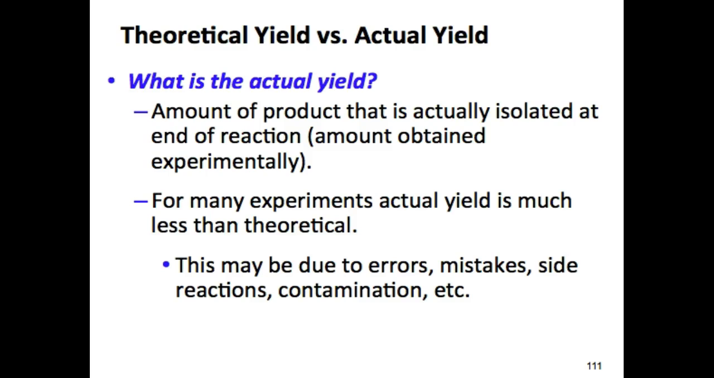The amount that you actually get when you do the experiment, that's actually isolated at the end, is what we call the actual yield. It's what you get in the lab. In many experiments, your actual yield isn't going to be more than theoretically possible. And that could be due to things like you made an error in your lab. Sometimes there are side reactions going on. Sometimes your product is contaminated. So a lot of times your actual yield is going to be less than the theoretical yield.